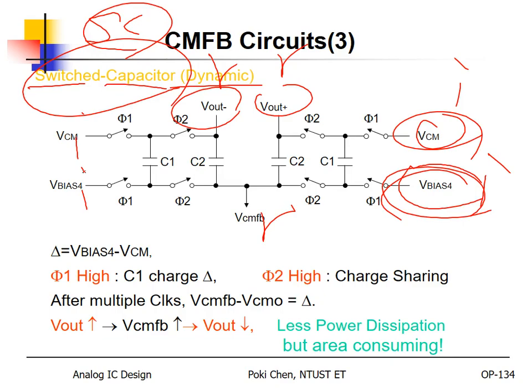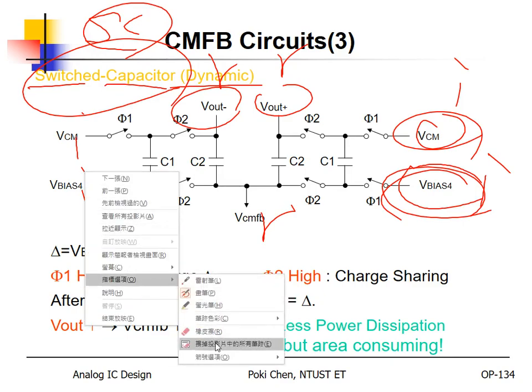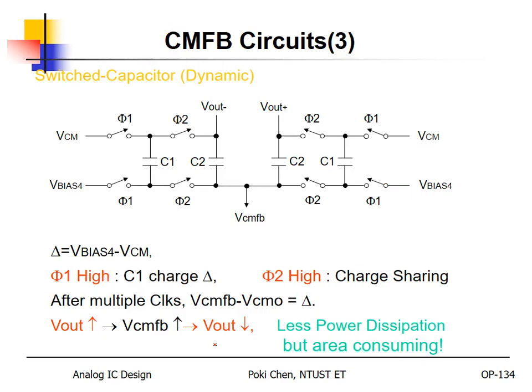So what can you guess? From the beginning, we have two phases, Phi 1 and Phi 2. They are non-overlapped. So first of all, we close Phi 1 to sample the ideal voltage difference between VCM and V bias 4, stored on C1. Suppose C2 and C1 are the same. They can be different, but usually we design them with the same capacitance.